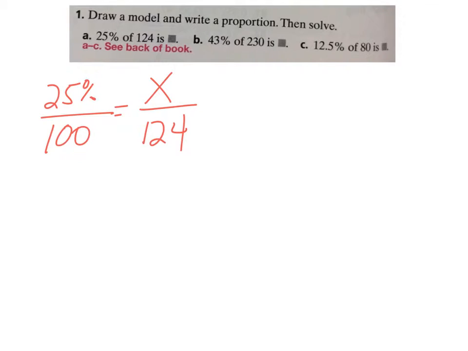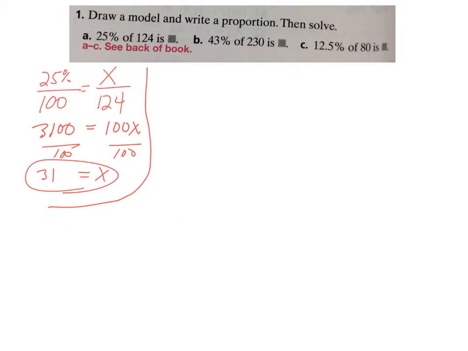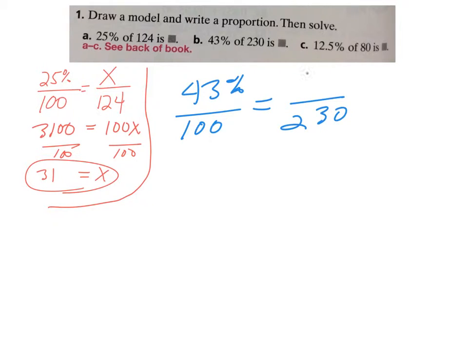And a little cross product fun here. So you get 3,100 equals 100x. Divide off that 100. And x then is 31. Alrighty, b, 43% of, so again, that percent always goes here. And then 100 always goes here. Of 230, that's the of, the whole goes here, is x.